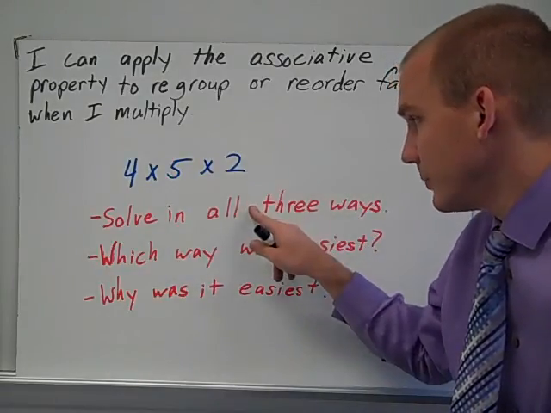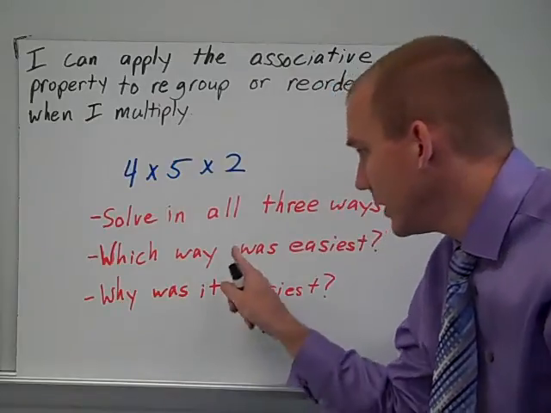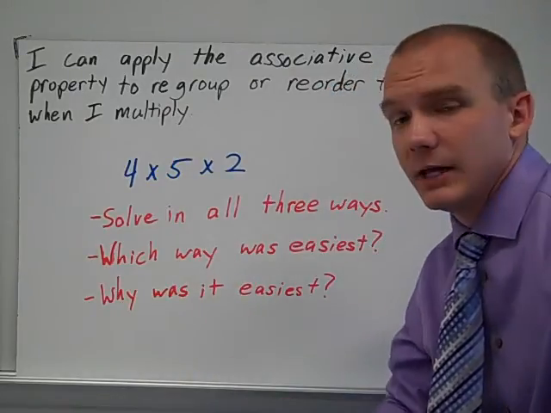Once you've solved it in all three ways, look back and say which way was easiest, and then why was it easiest? So there's really several steps to this. Solve this problem 3 ways. It should be the same product every time. Which way was easiest, and why was it easiest?